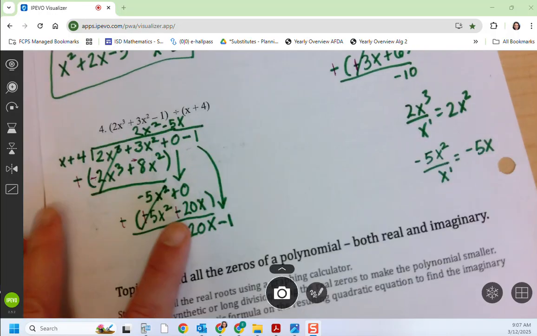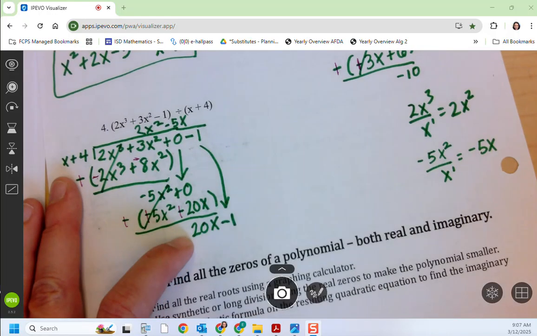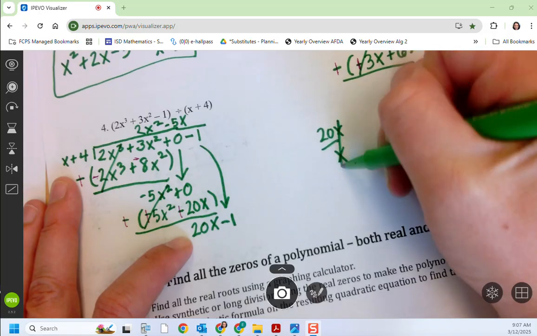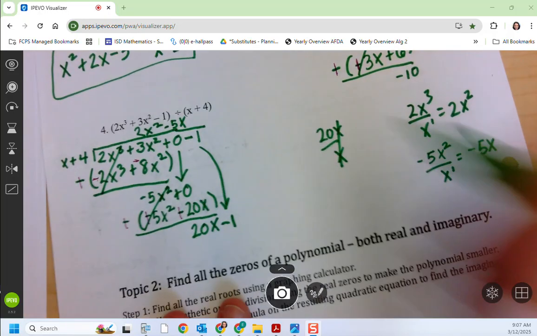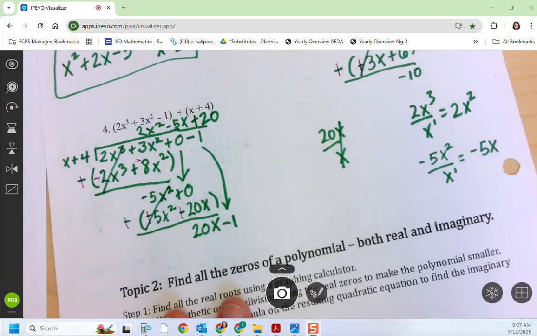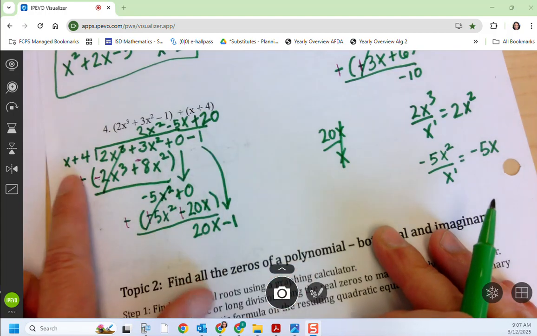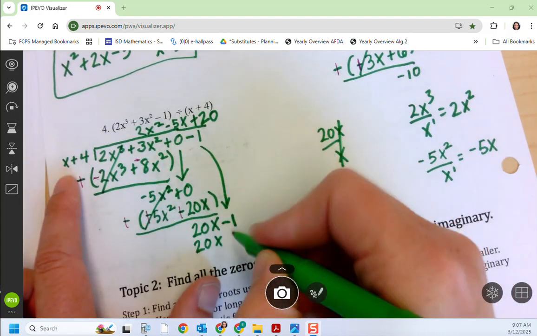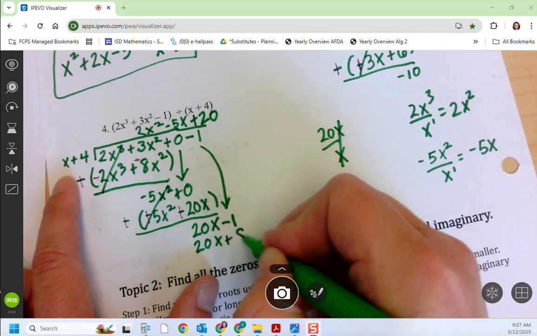And then finally, first term divided by first term. So 20x divided by x just gives me 20. And then 20 times x is 20x, and 20 times 4 is 80.